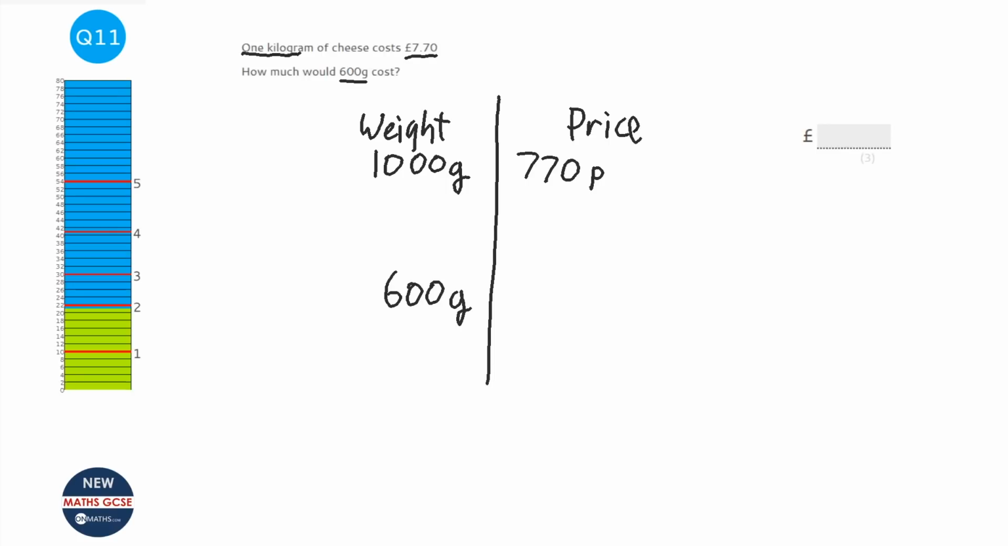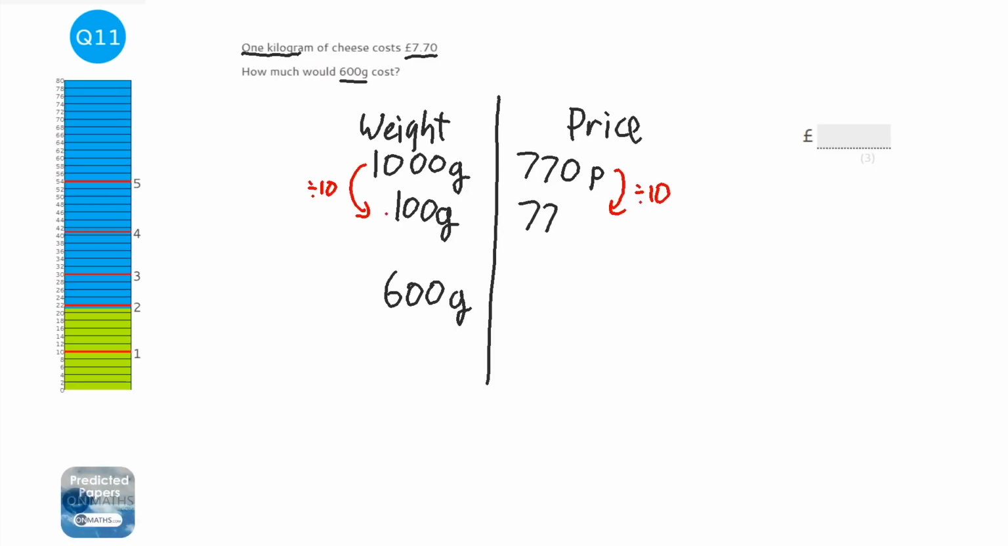Okay, so I need to get to 600 grams. And so first of all, if I've got a calculator, I can do this a lot easier. But without a calculator, let's try. Well, I can first of all divide this by 10 to get it so that it's 100 grams. And that would be 77. And then what I can do is I can times these by 6 to get 600. Okay, so if you've got a calculator you can just type it in, but let's assume that you don't for this question.